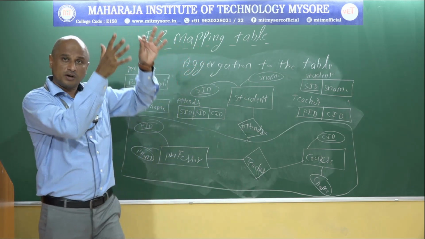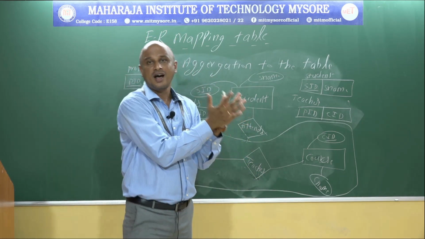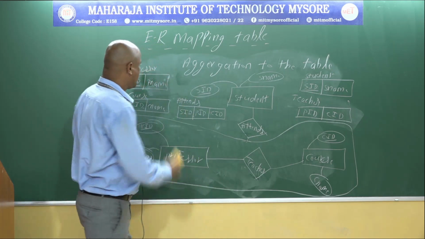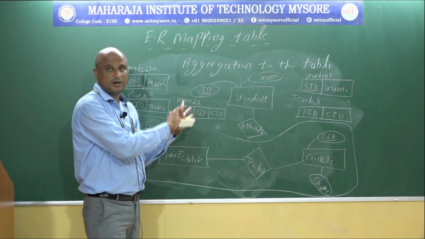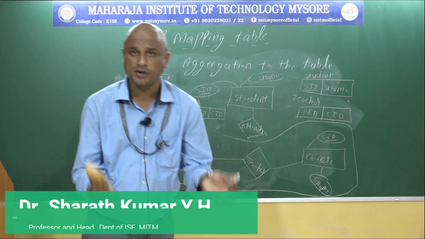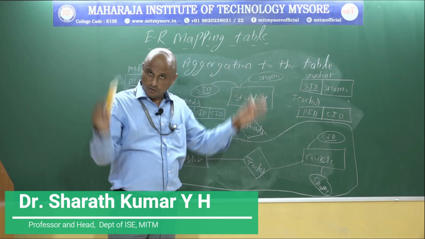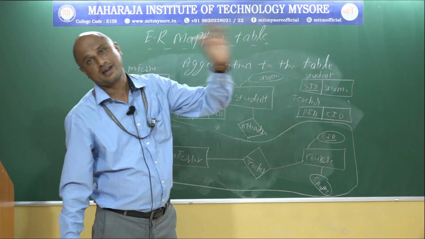Last class I told you how the steps have been converted. So this is the last step, aggregation to the table. Okay. I hope it is easy to understand and easy to build tables. When there is a question to explain the ER mapping to tables, take a good example, go on building diagrams, and go on building tables based on the diagrams.